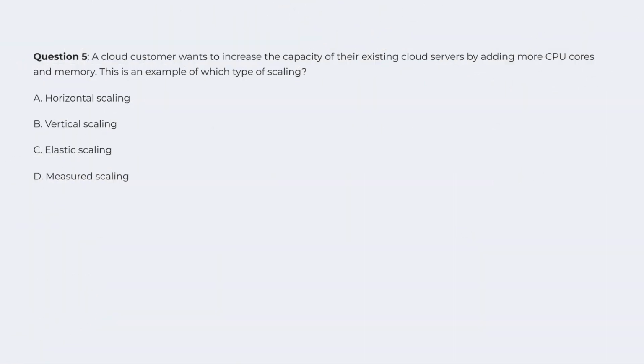Question 5. A cloud customer wants to increase the capacity of their existing cloud servers by adding more CPU cores and memory. This is an example of which type of scaling? A. Horizontal scaling. B. Vertical scaling. C. Elastic scaling. D. Measured scaling.